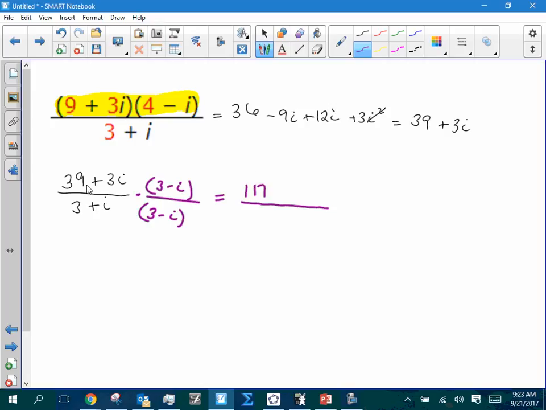39 times negative i is negative 39i. 3i times 3 is 9i. And then we have negative 3i squared, right? On the bottom, it's going to have 9 minus i squared.